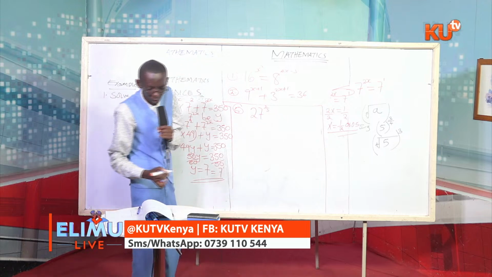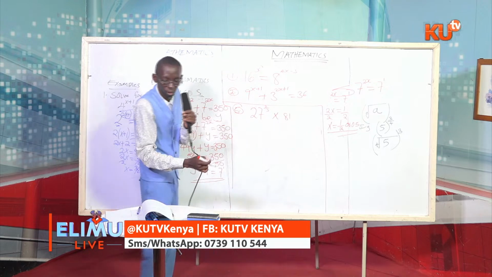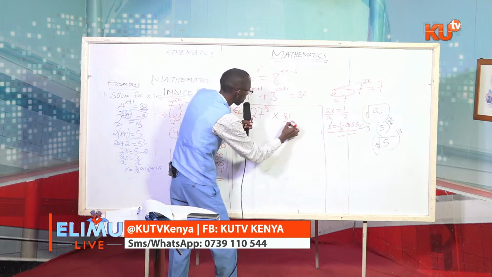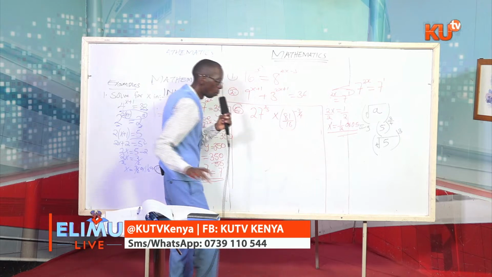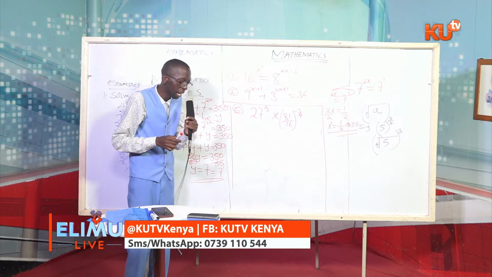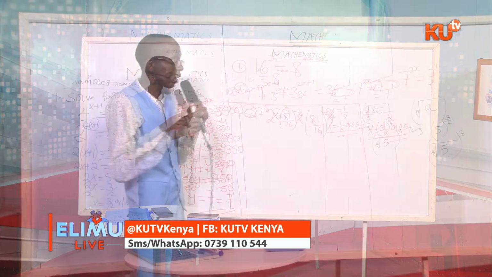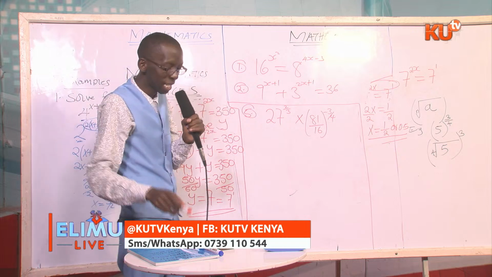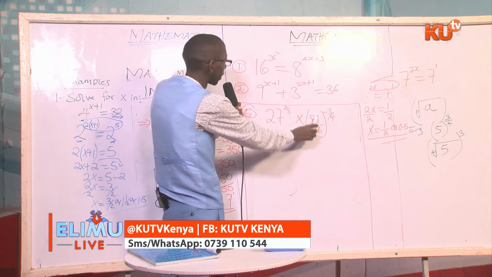times 81 over 16 to power negative 3 over 4. My dear student, evaluate without using a calculator or a mathematical table. First step. The power of 81 over 16 is negative. What did we say on reciprocating?